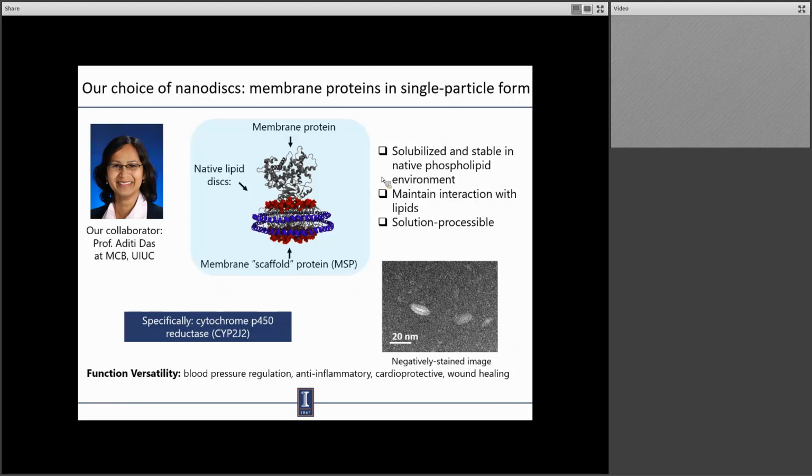And this, shown on the right, is actually a conventional dry TEM image of the sample, negatively stained with uranium acetate. So here the whitish contrast is actually from the CYP protein, and it matches really well with the dimension we expected from the sample preparation.